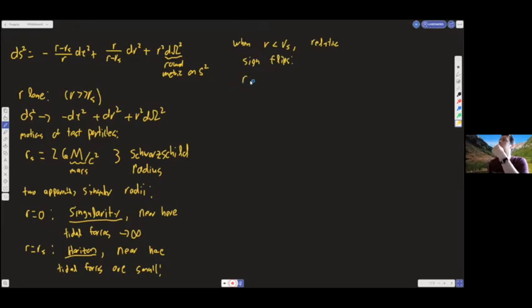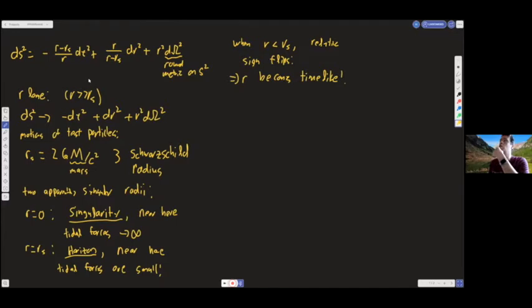And so what that means is that the coordinate r becomes time-like. Right. So previously, whether you're time-like or space-like is controlled by the signs here. Like here, this minus sign is what tells you that this is time and this is space. But that sign flips here when r is less than rs.